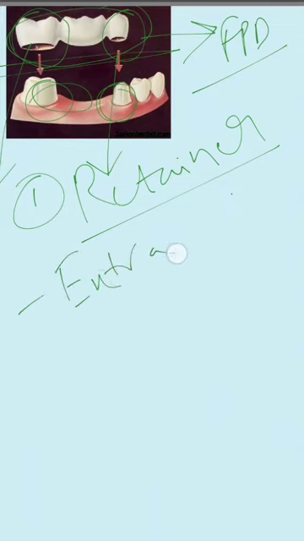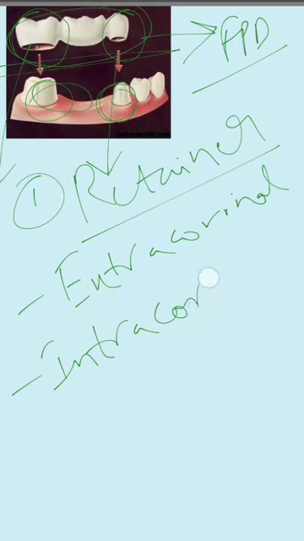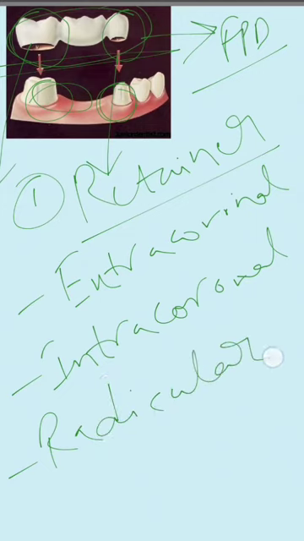When coming to the retainers, we have various types. Those are extracoronal retainers, intracoronal retainers, and then the last one, that is radicular type. The retainers have three types: extracoronal, intracoronal and radicular. This is about our retainer.